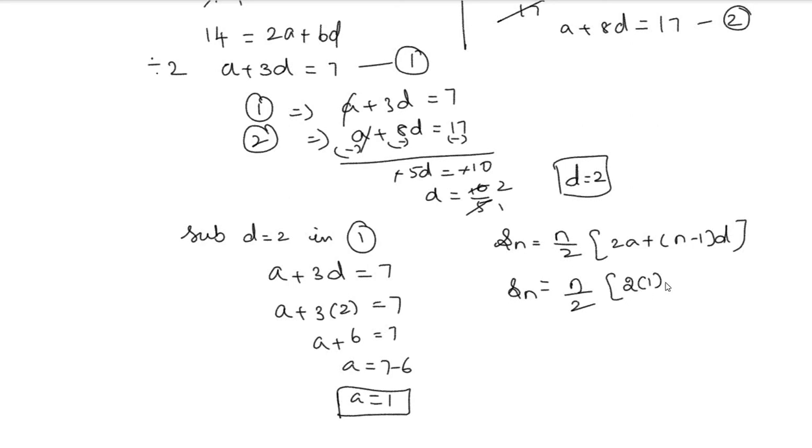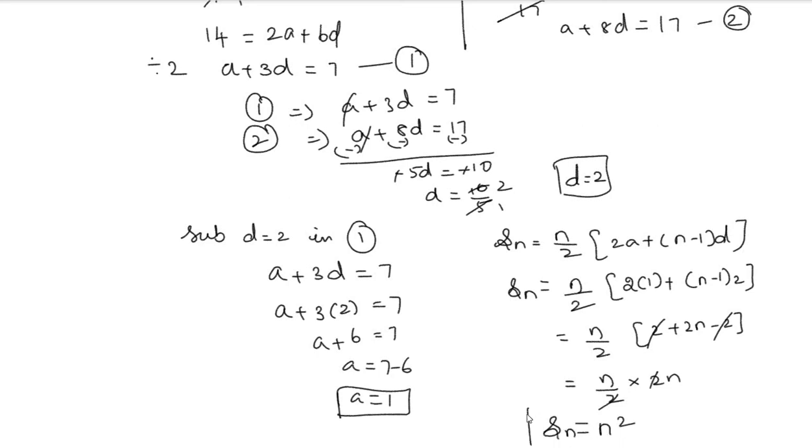n by 2 into 2 times 1 instead of a, and n minus 1 into d, which is 2. So I can write n by 2 into 2 plus 2n minus 2. That is, the 2 gets cancelled. I'll have n by 2 into 2n, so the 2s cancel and I'll get n square. So Sn is equal to n square. The sum of first n terms is equal to n square.